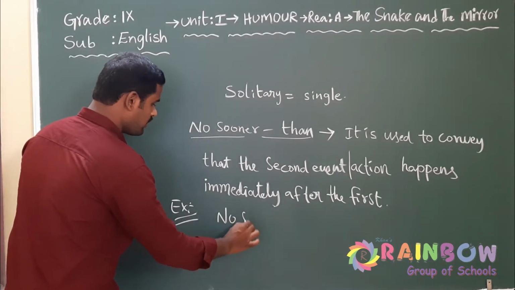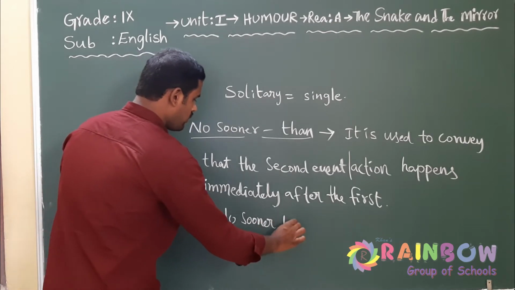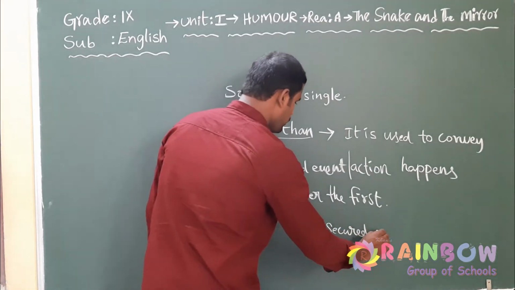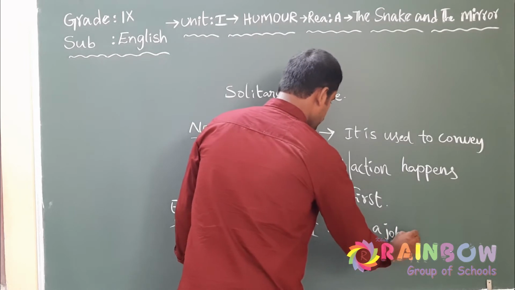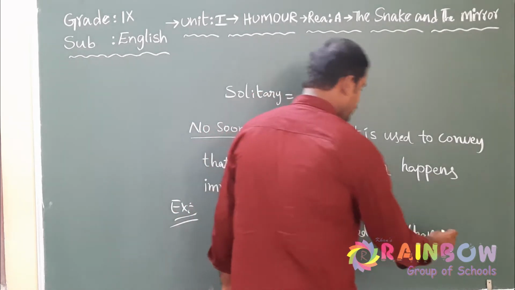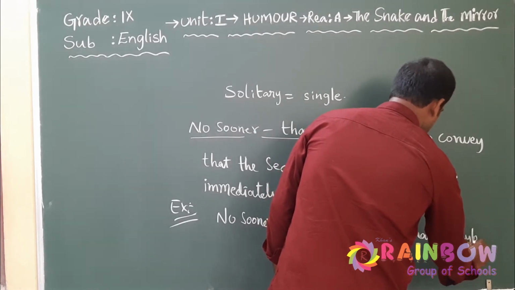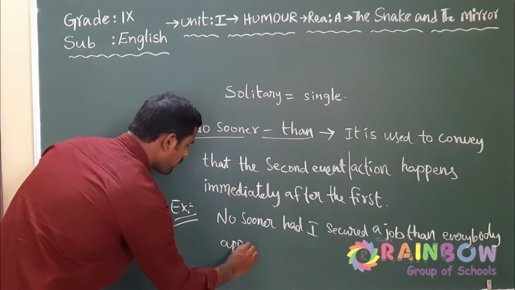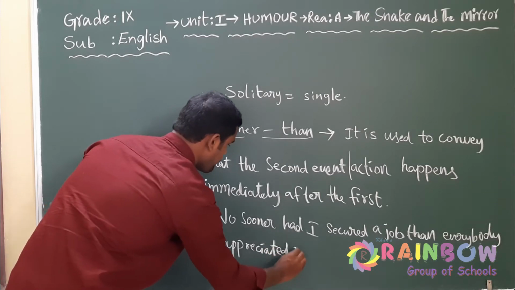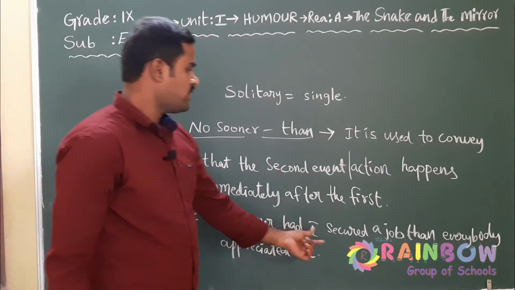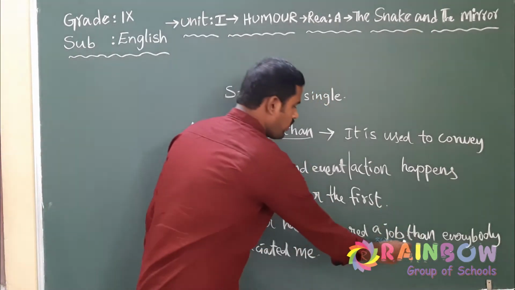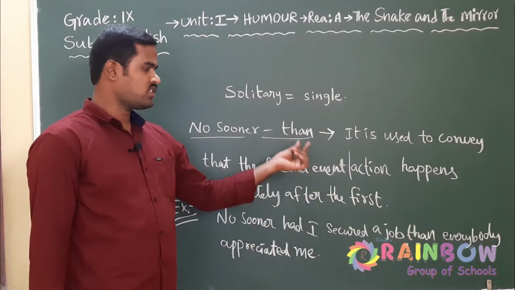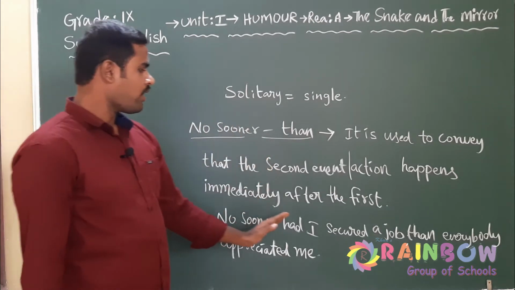I will write one more example. No sooner had I secured a job than everybody appreciated me. No sooner had I secured a job. Up to here one phrase. And the second phrase is "than everybody appreciated me." It is not "then," it is "than." No sooner had I secured a job.